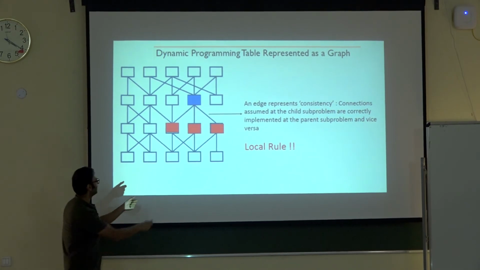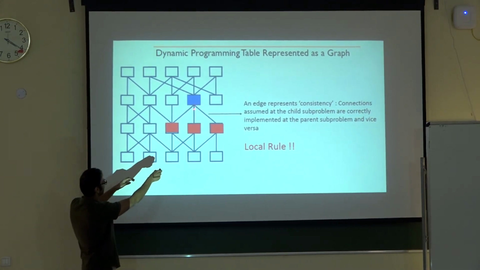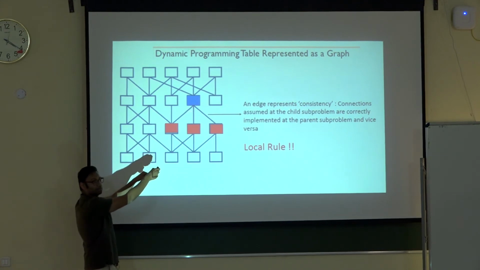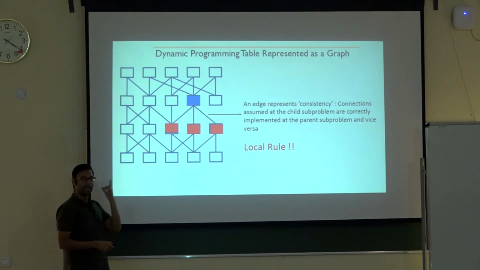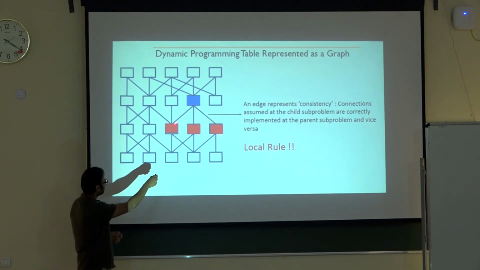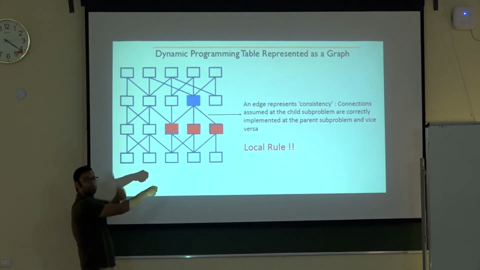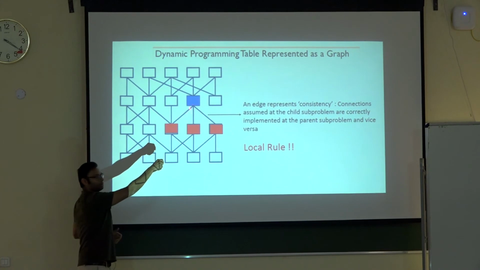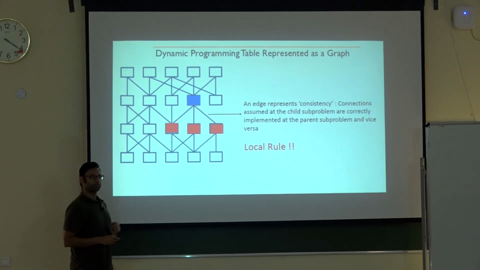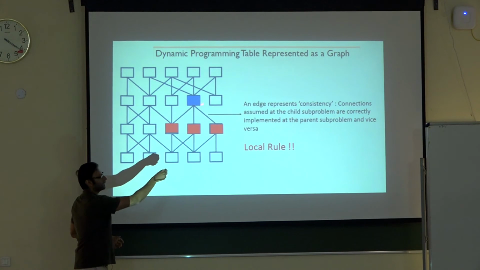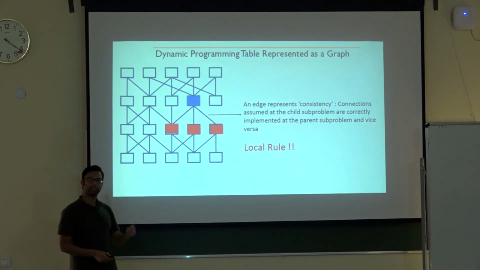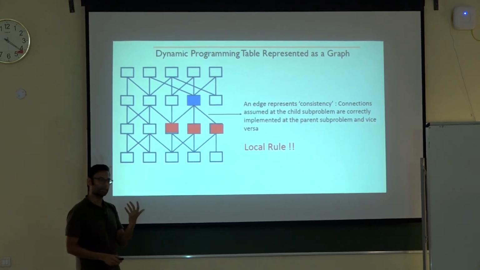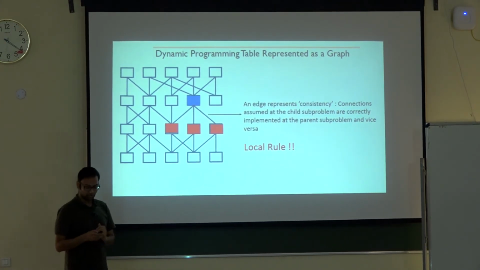So what I mean by that is, whatever I had promised to implement below at this particular subproblem is actually implemented by a combination of these three subproblems. And the other direction is also true. Whatever I had assumed would be implemented at the ancestor is actually implemented at this blue subproblem. Yeah? If that is the case, then I put an edge between those two. So I can just visualize this entire DP process in terms of this graph. Yeah? And we call this the local consistency rule.